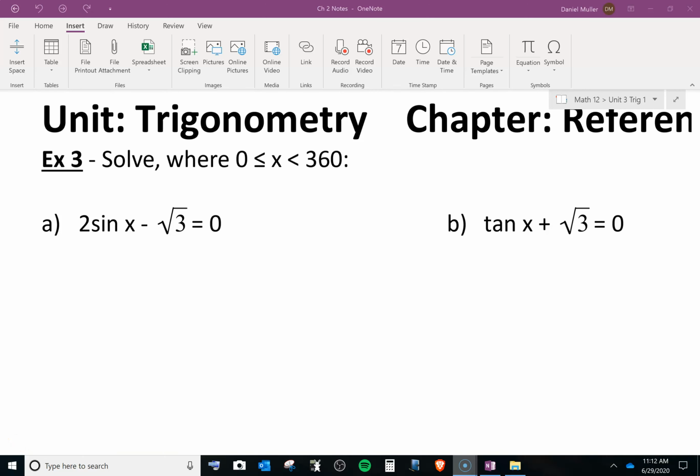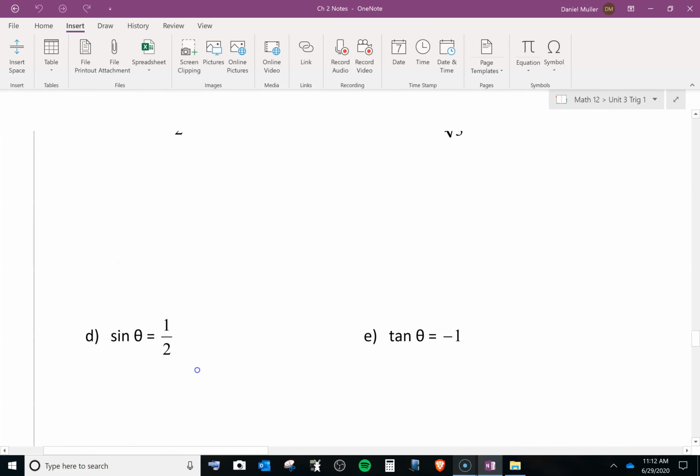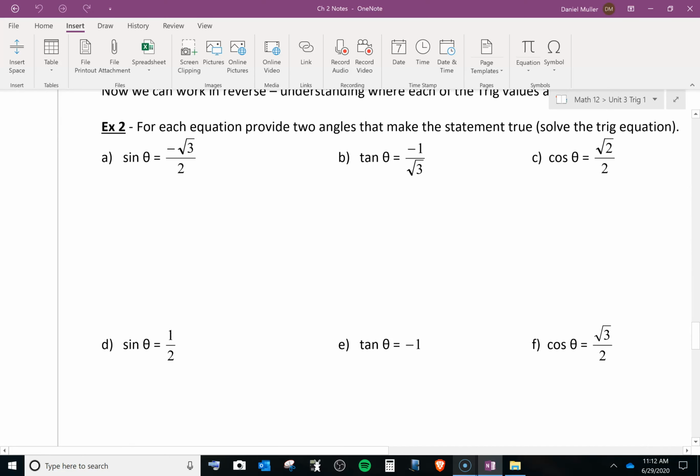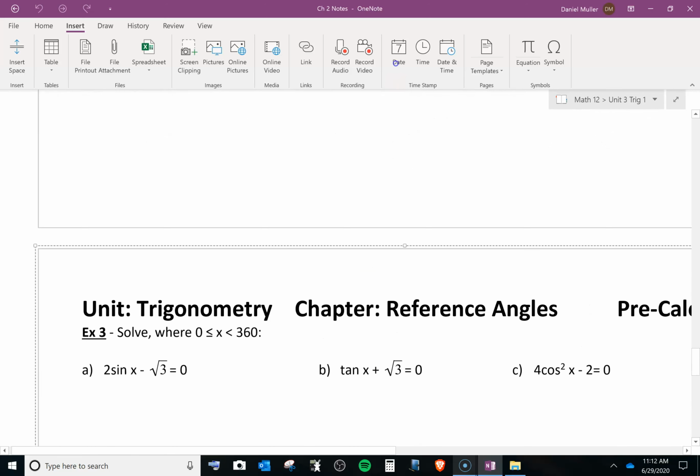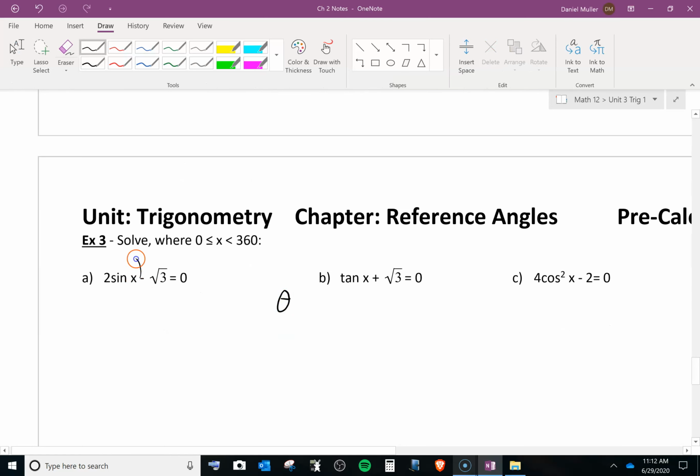Now let's look at example 3. Now example 3 is very much the same as example 2 before it. It just requires a little bit more work. So we are continuing to work backwards. We're trying to find the angle like we did in example 2. Instead of the little theta symbol, we've now replaced it with an x.